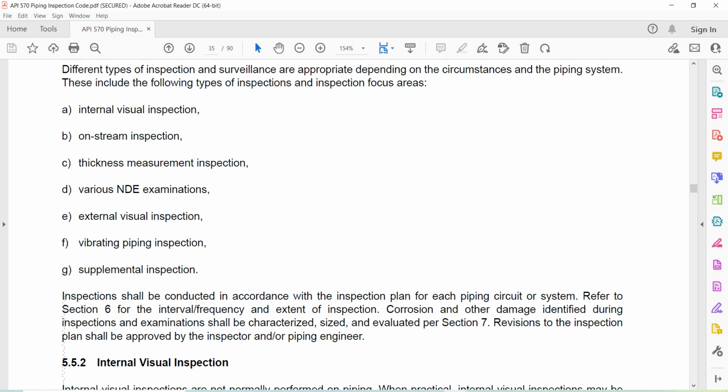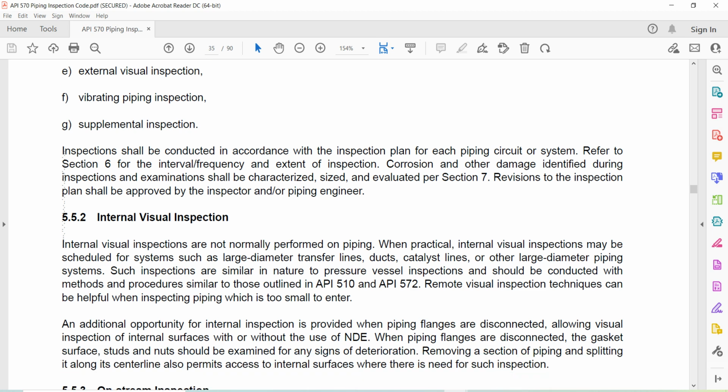Inspection shall be conducted in accordance with the inspection plan for the piping circuit or system. Refer to Section 6 for the interval, frequency, and extent of inspection. Corrosion and other damage identified during inspections and examinations should be characterized, sized, and evaluated per Section 7. Revision to the inspection plan shall be approved by the inspector or piping engineer.